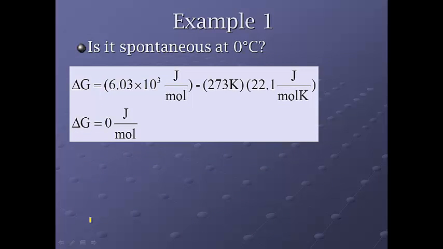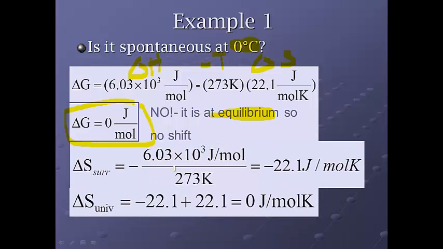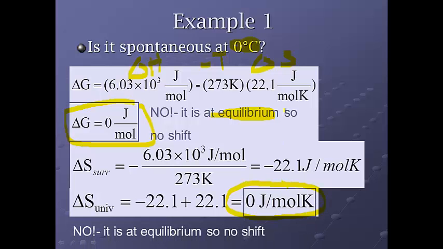Okay, is it spontaneous at 0 degrees Celsius? Well, when we solve for it, guess what? We get flat out delta G equal to 0. Remember, here is our delta H minus T times delta S. If it's equal to 0, it's at equilibrium, no shift, which again makes sense. The 0 degrees Celsius is right at the freezing point slash melting point, so it's not spontaneous. The same number of particles are freezing as are melting, so from the outside it doesn't look like anything's changing, even though there is this dynamic situation going on right at the breaking point. And if you solve for it, your delta S of the universe is equal to 0.